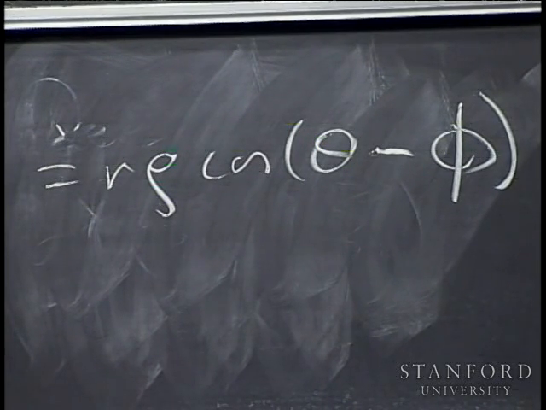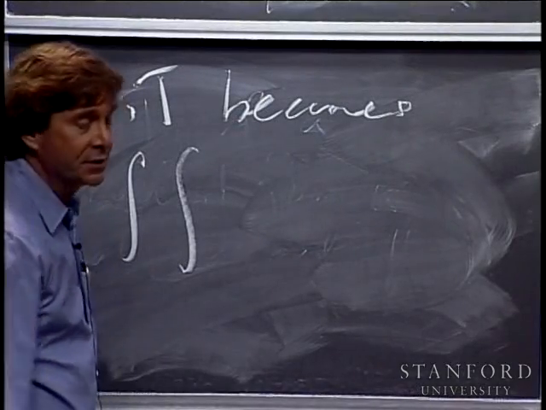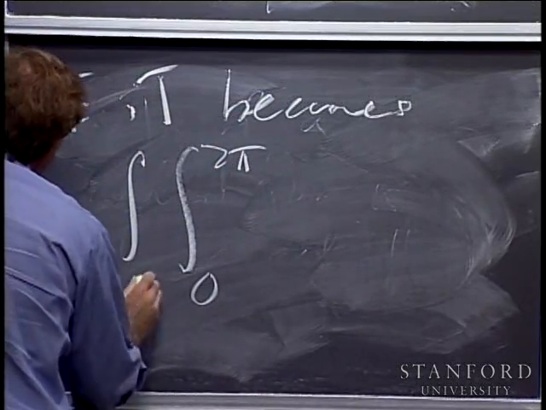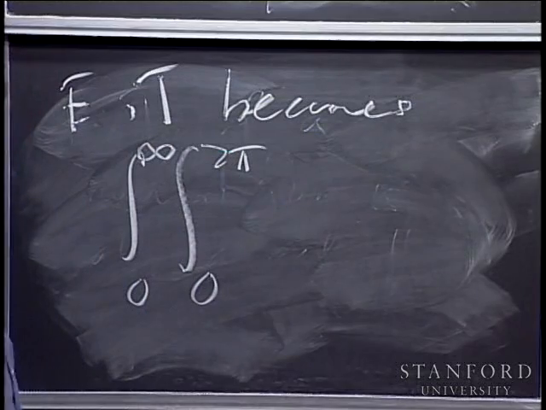So what do I get? The Fourier transform of f becomes the integral. Let me put the limits of integration in. I have to describe the whole plane. So to describe the whole plane, theta is going from 0 to 2 pi, and r is going from 0 to infinity. I'm going to integrate r d theta dr.